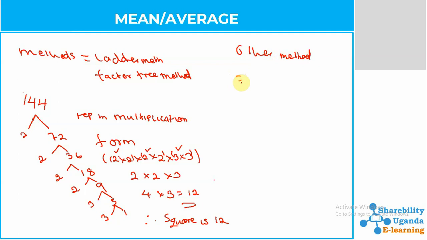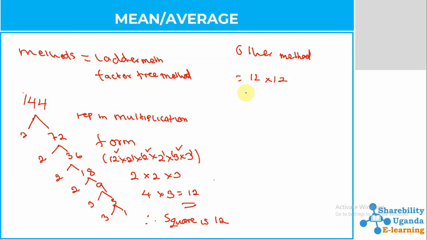The other method is to multiply that number by itself, and then you can get the same answer. So this is our 12, times our 12.